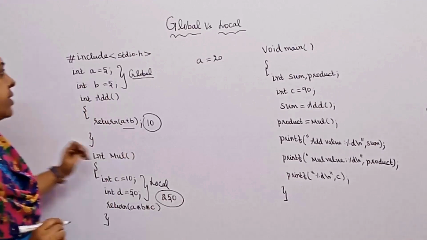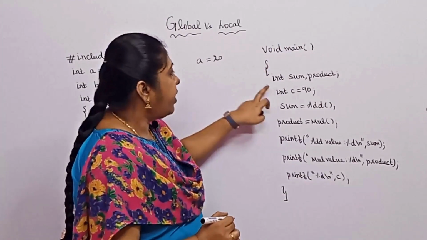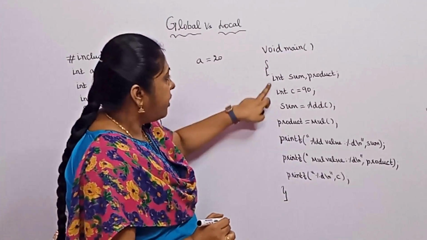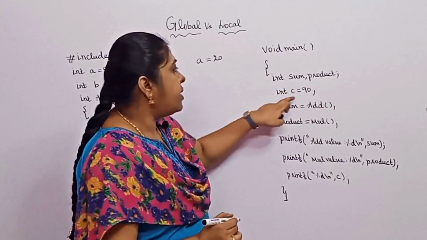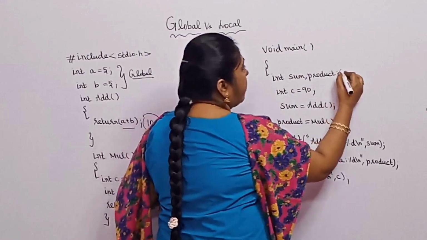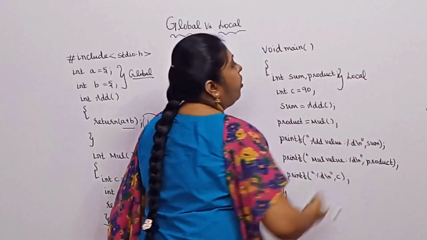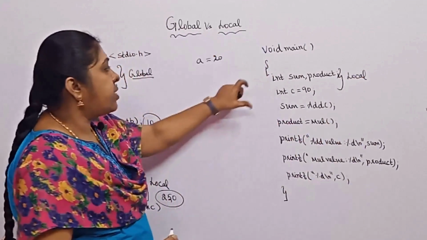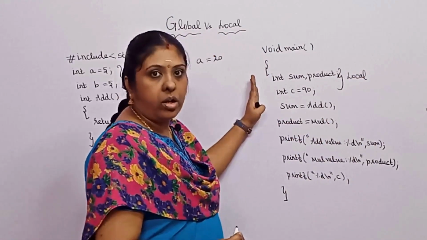250. Now consider the main program, void main. Here within the open braces, the values given are integer sum, product, integer C equal to 90. Now these two variables are considered as the local variables, that is the variables which are declared within the main program.